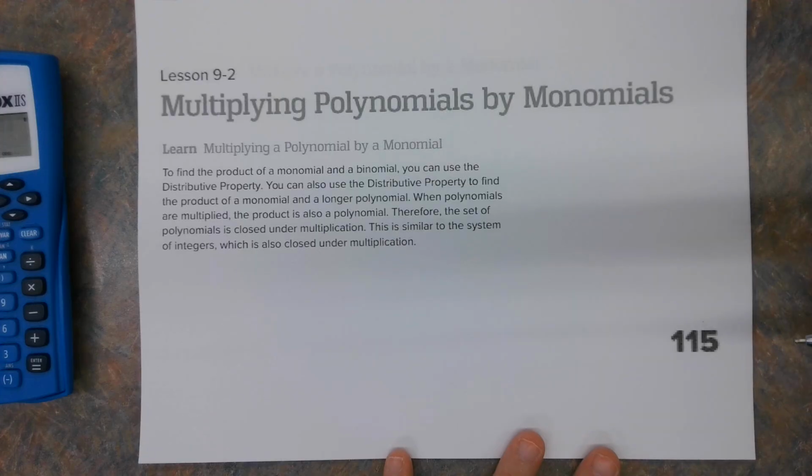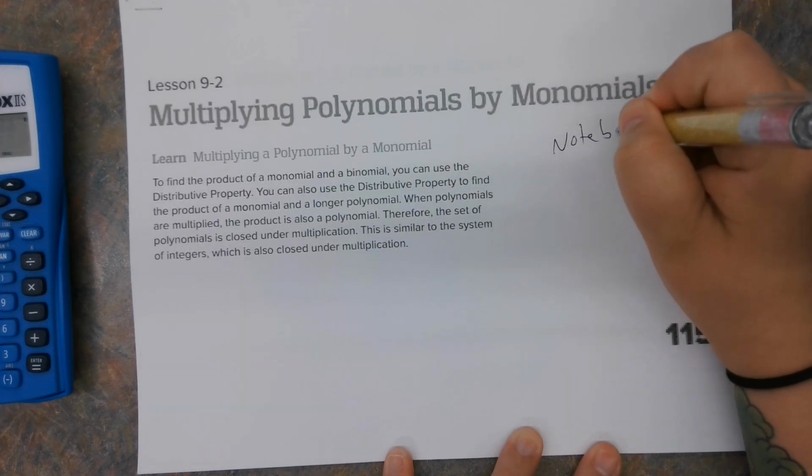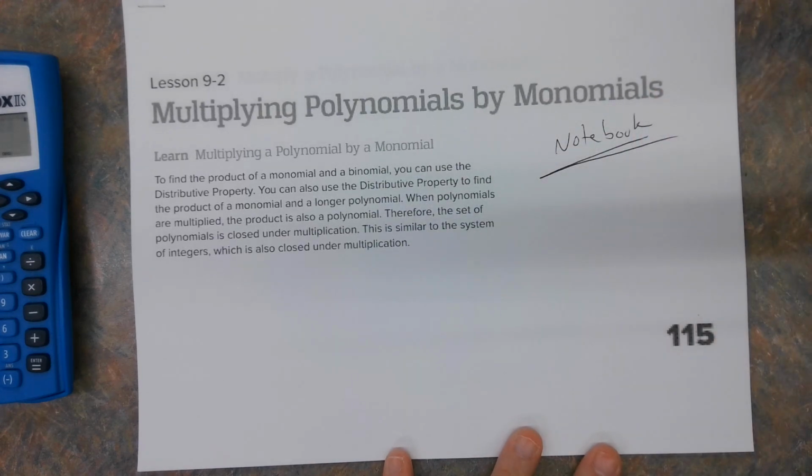9-2 is starting on page 115 in your book, if you're following along in your book, but all notes should be in your notebook because we've got that notebook check coming up next Wednesday.